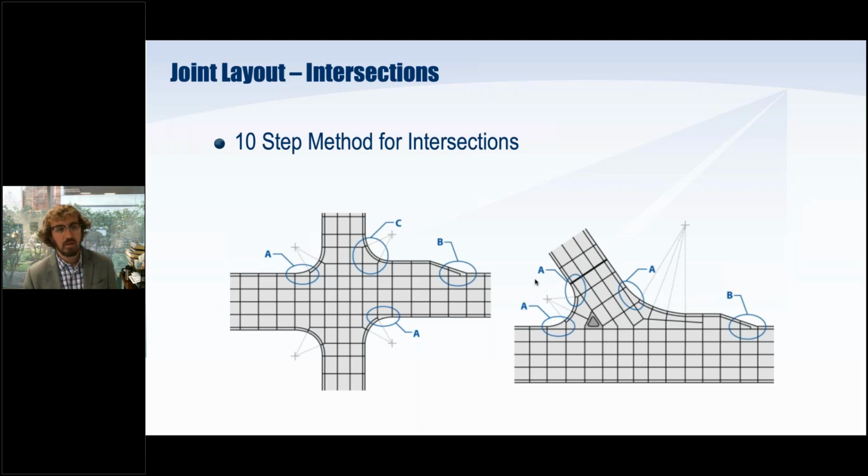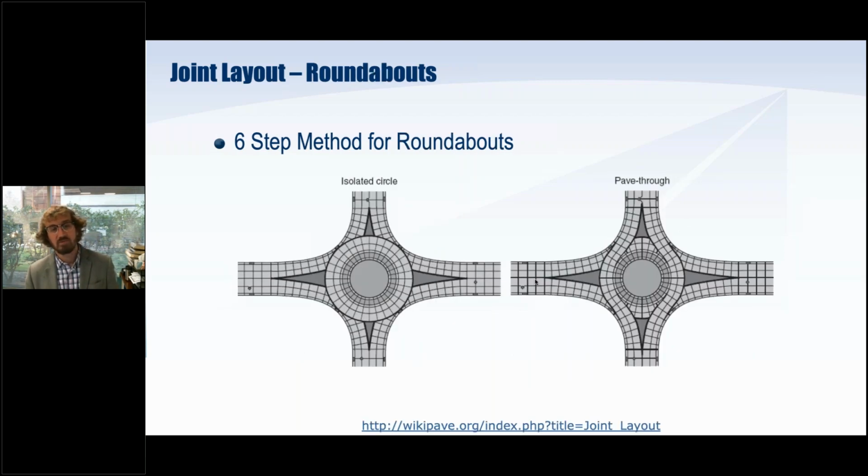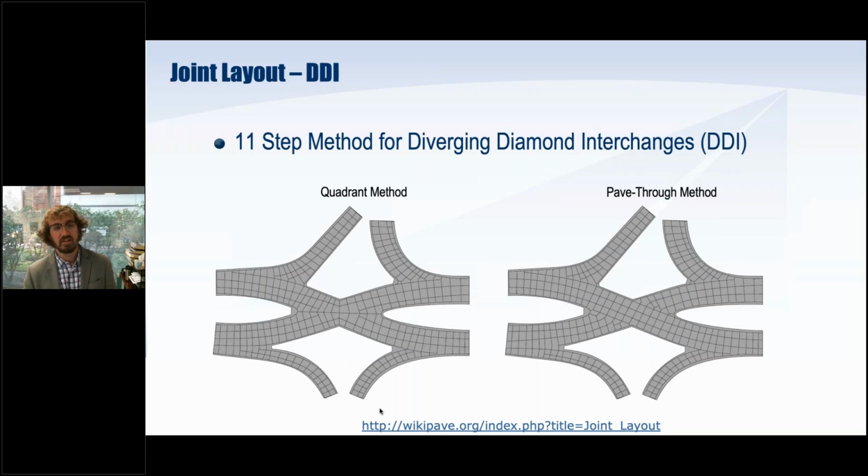We move those odd-shaped panels out into the edges of our pavement, trying to get them out of the main directional travel. Additionally, when we have roundabouts, we have 6-step methods for roundabouts. You can see a couple examples of those, the isolated circle or the pave-through method. Additionally, you can find the 10-step method, the 6-step method, and the diverging diamond interchange method at this link at the bottom on our WikiPave website. If you look at wikipave.org and look at joint layout, you'll find all of these online that walk you through each of the steps for designing these layouts.